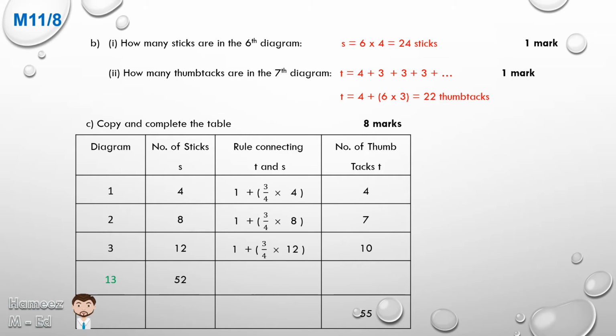Now they're giving us a rule to connect it, which will also help us solve it a little quicker. So in the fourth row, there were 52 sticks. As such, the diagram would be 4 divided by 52, which is 13. So that information they're asking about would be for the 13th diagram, where there are 52 sticks.